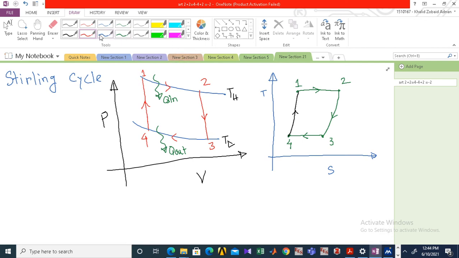Okay, the thing is, here the volume is constant. So far so good. So there is a heat addition process here and here. Q out.